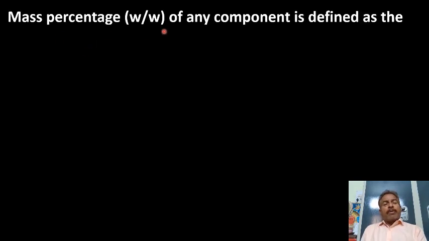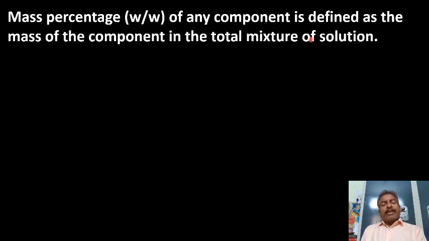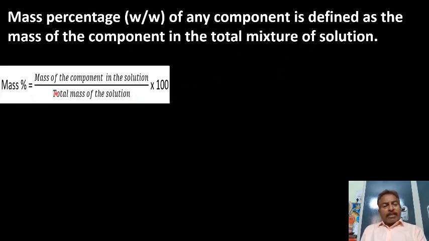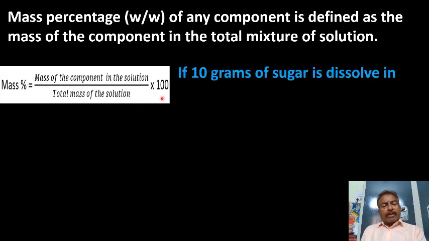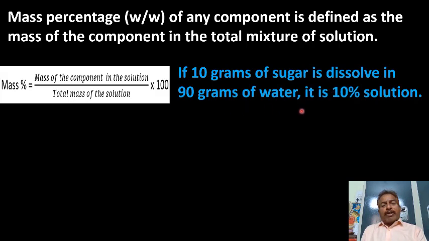Mass percentage, W by W, of any component is defined as the mass of the component in the total mass of the solution. So mass percentage equals mass of the component in solution by total mass of the solution into 100. If 10 grams of sugar is dissolved in 90 grams of water, then it is a 10% solution. So taking the total amount of solution as 100, and if the amount of solute is say 10 grams or 20 grams, the remaining is the solvent.